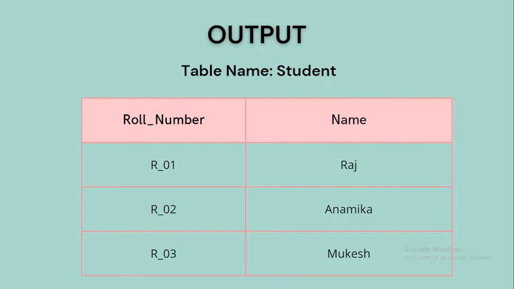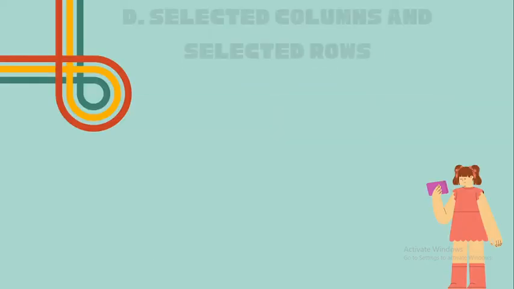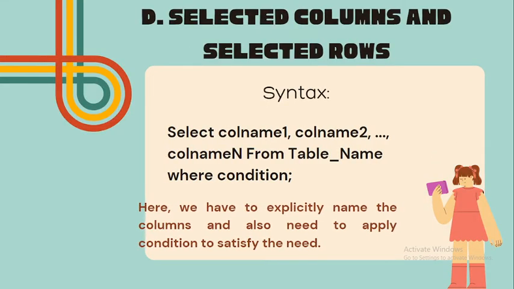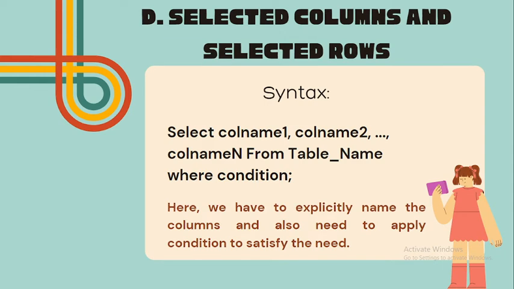So I hope you are understanding it. Our last category is selected columns and selected rows. It means we don't want all the columns from our input table, and we only want our filtered records, wherever the condition is matching in our query, those records only. It means not all columns and not all rows.